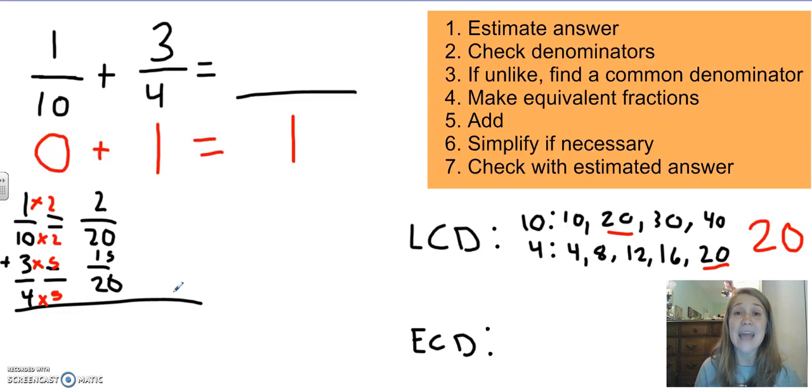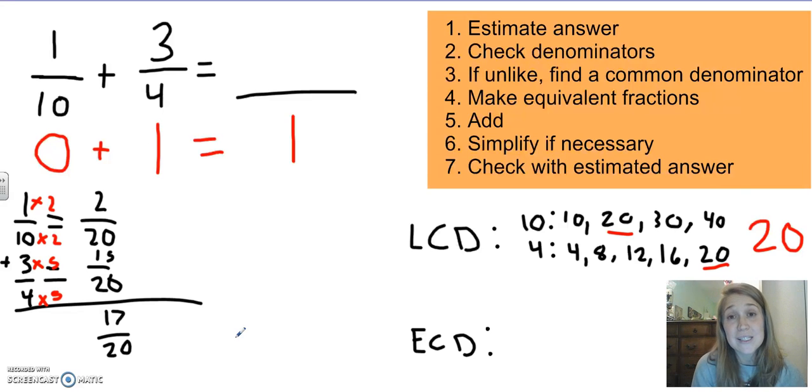Remember, we only add the numerators. 15 plus 2 is 17. My denominator remains the same, 17 20ths. Simplify if necessary. Can I simplify 17 20ths? Is there any number that goes into 17 and 20? And the answer is no.